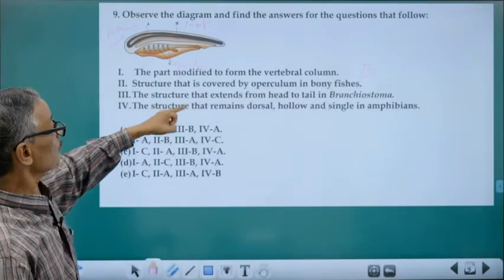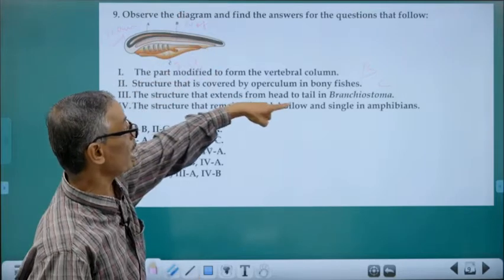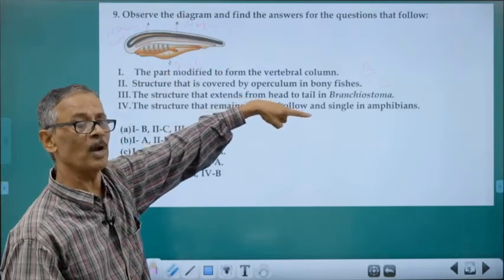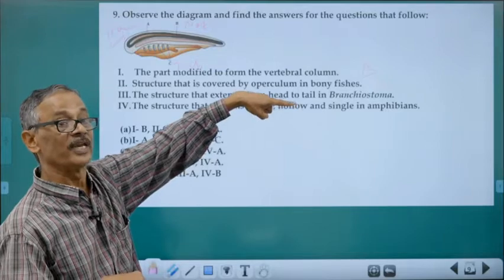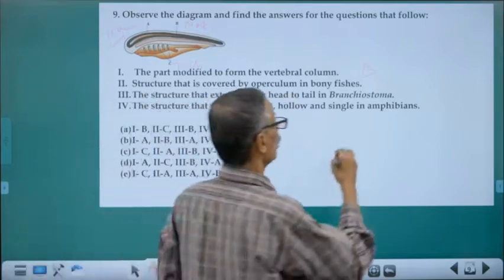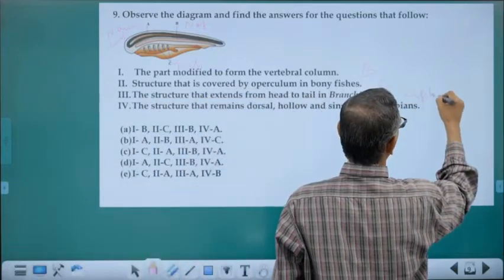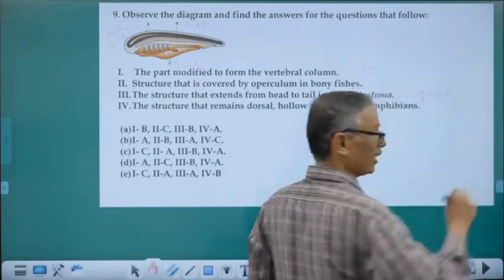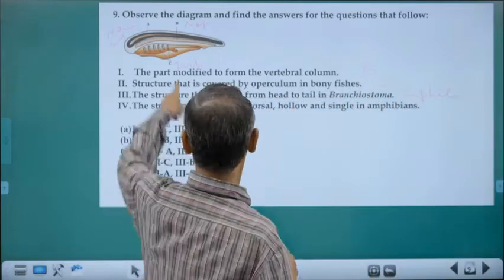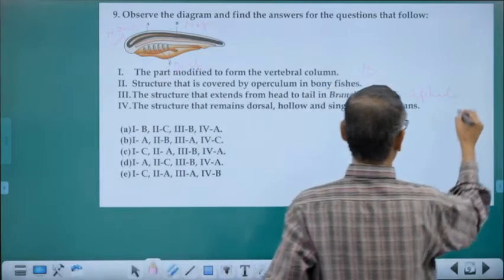Structure that extends from head to the tail in Branchiostoma. What is Branchiostoma? Also called amphioxus. It is belonging to Cephalochordata. So from head to the tail, notochord is extending. What is that? Notochord. It is B.